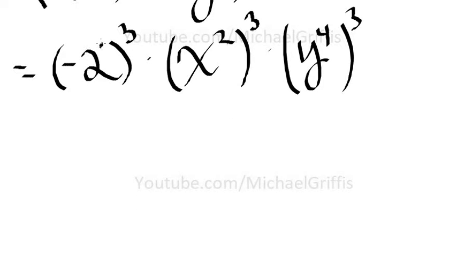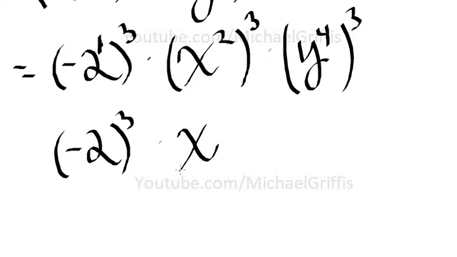Now remember, this 2 is really raised to the first power. Okay? So we have 1 times 3 is 3. And we should put that 2 in parentheses. It's important here. We should put that -2 in parentheses. So 2 times 3 is 6. Then we have y to the fourth raised to the third power. 4 times 3 is 12.